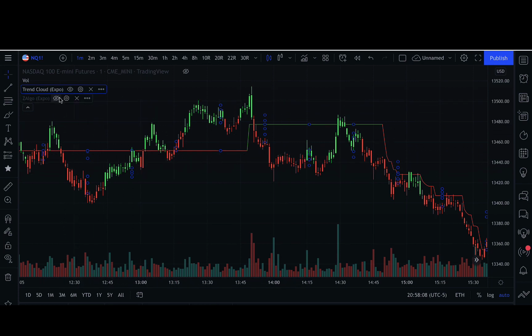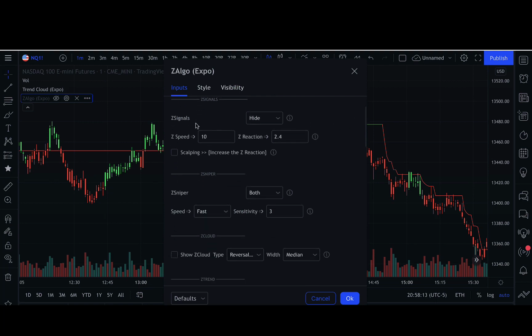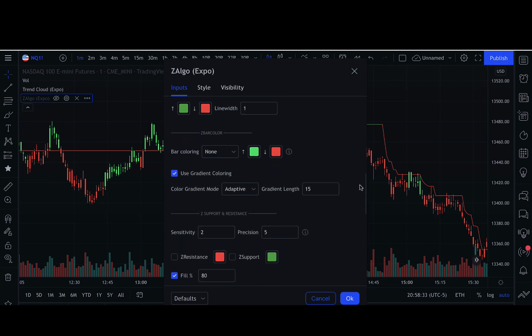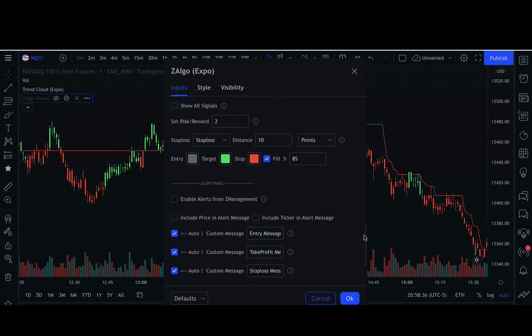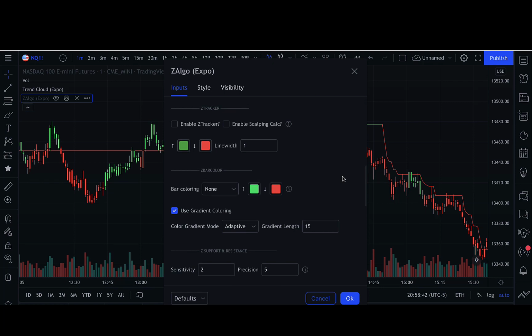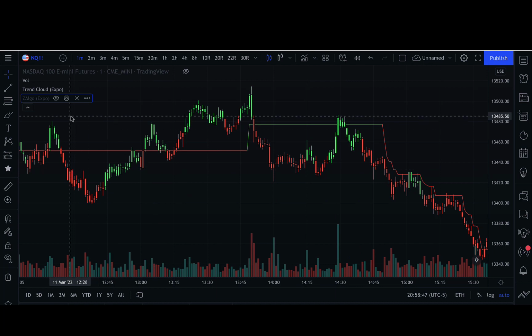All right. So we go into the Z Algo here, and I'll show you my settings. I like to turn off the Z signals. So these are normally on, right? By default, it's on both. I hide it. And then the Z sniper is usually on hide, and what I do is turn on both. And these are the rest of the settings. I believe everything else is default. Pretty sure. All right, so let's get into it. Let me turn it on.